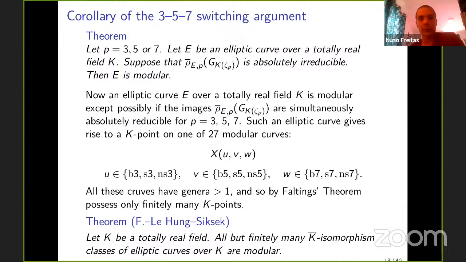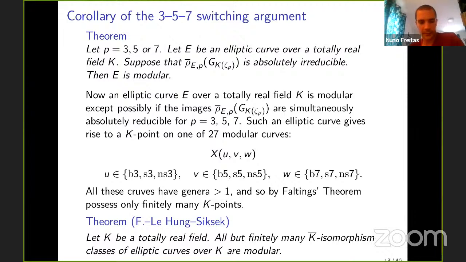And so we conclude already that if we fix the field K totally real, then all except finitely many j-invariants, or K-bar isomorphism classes, of elliptic curves over K are modular. So the challenge now is to restrict the field K to, say, degree 2 or degree 3, and show that there are no exceptions in this statement.